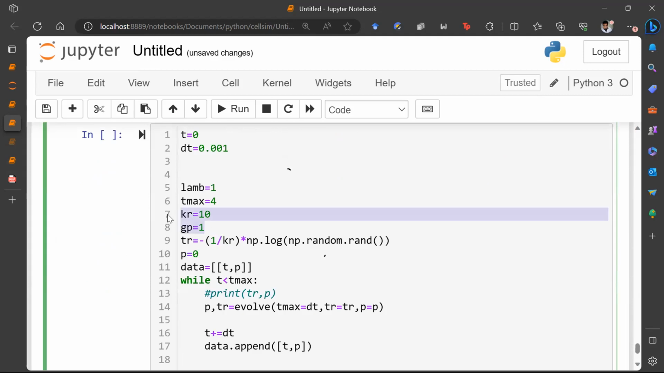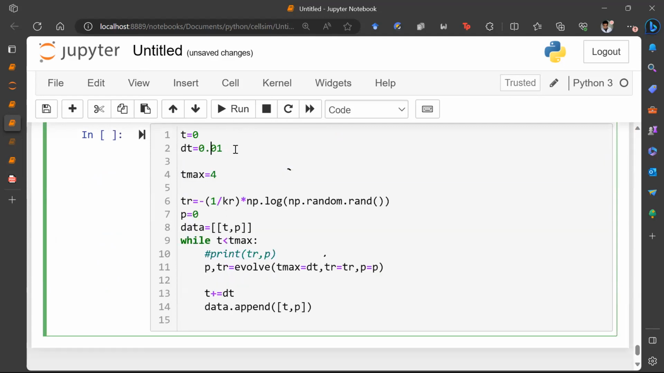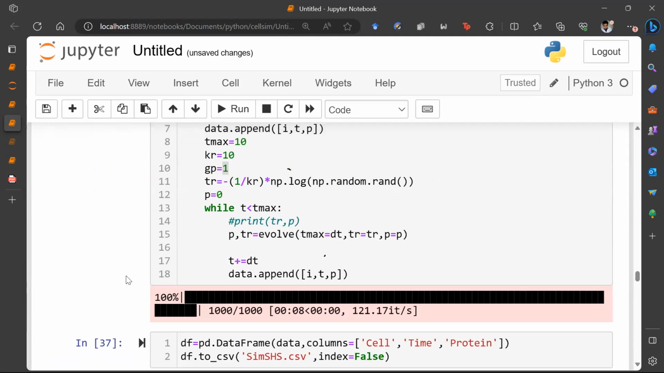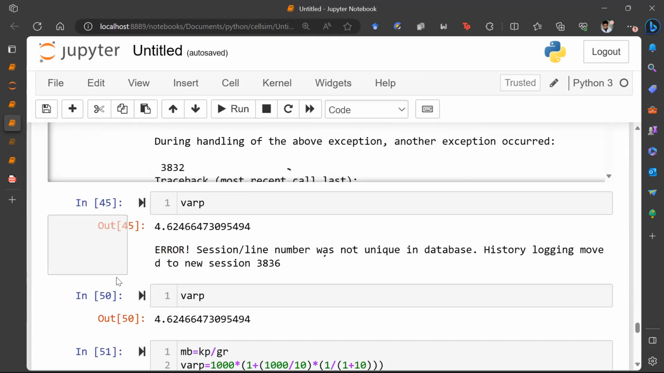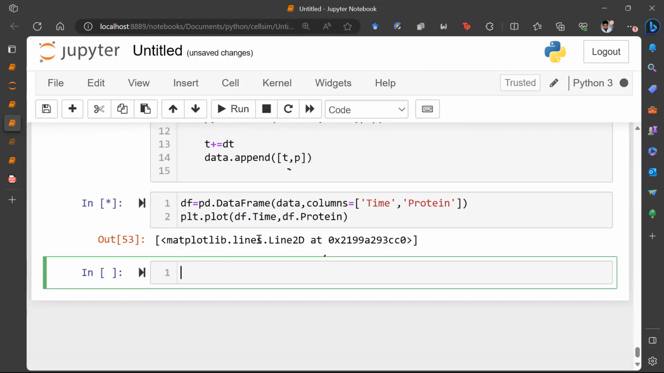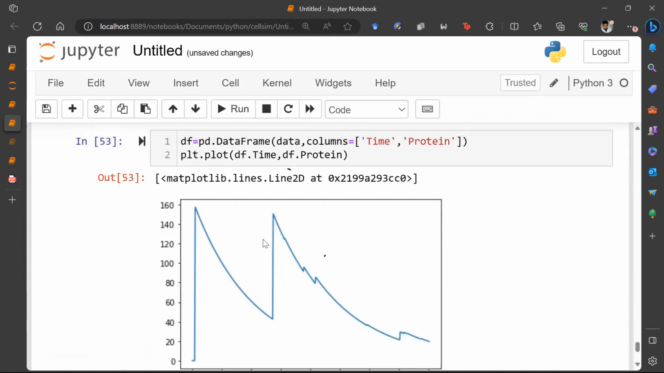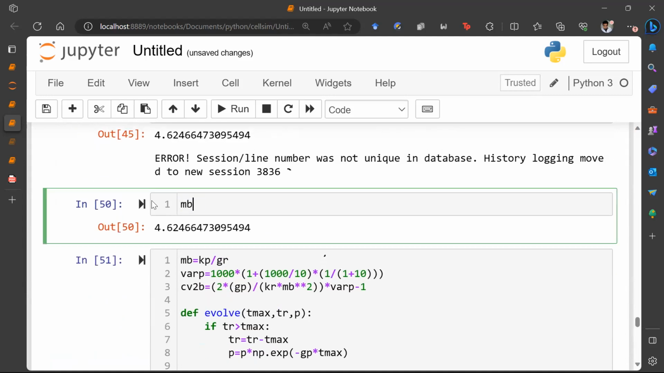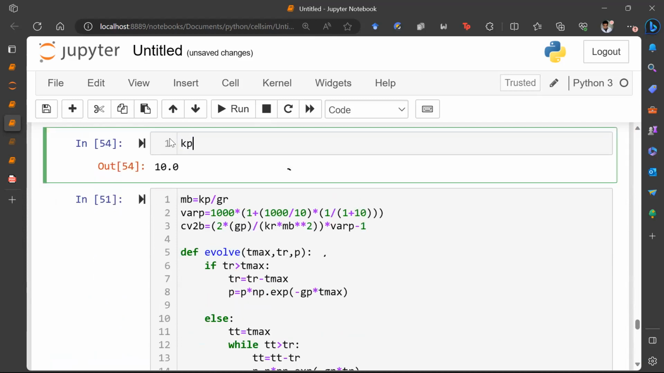Using our parameters, we can check the typical check. One second. So here kP was 1000.